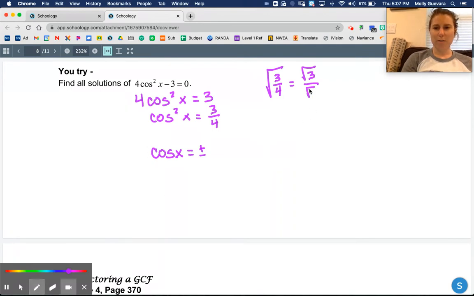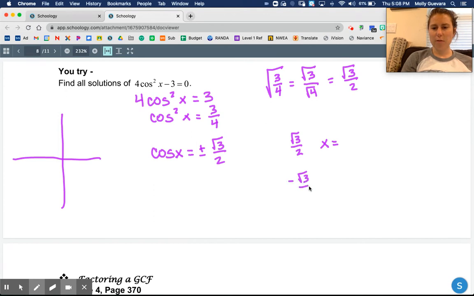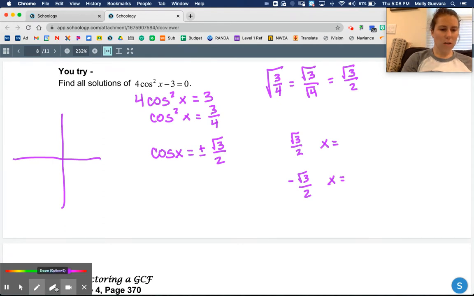The square root of 4, which gets me root 3 over 2. So I want to know plus or minus root 3 over 2 for my cosine. Okay, so again, with the positive root 3 over 2, we're going to have a certain value for x. And then for the negative root 3 over 2, we're going to have a certain value for x. So let's look.